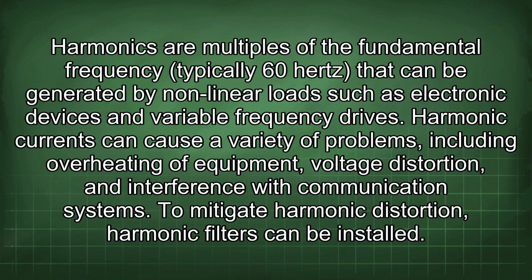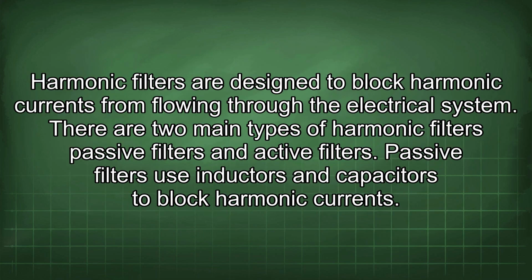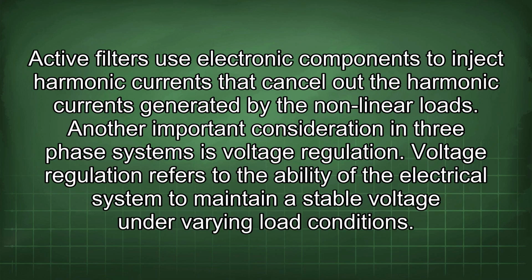To mitigate harmonic distortion, harmonic filters can be installed. Harmonic filters are designed to block harmonic currents from flowing through the electrical system. There are two main types of harmonic filters: passive filters and active filters. Passive filters use inductors and capacitors to block harmonic currents. Active filters use electronic components to inject harmonic currents that cancel out the harmonic currents generated by the nonlinear loads.